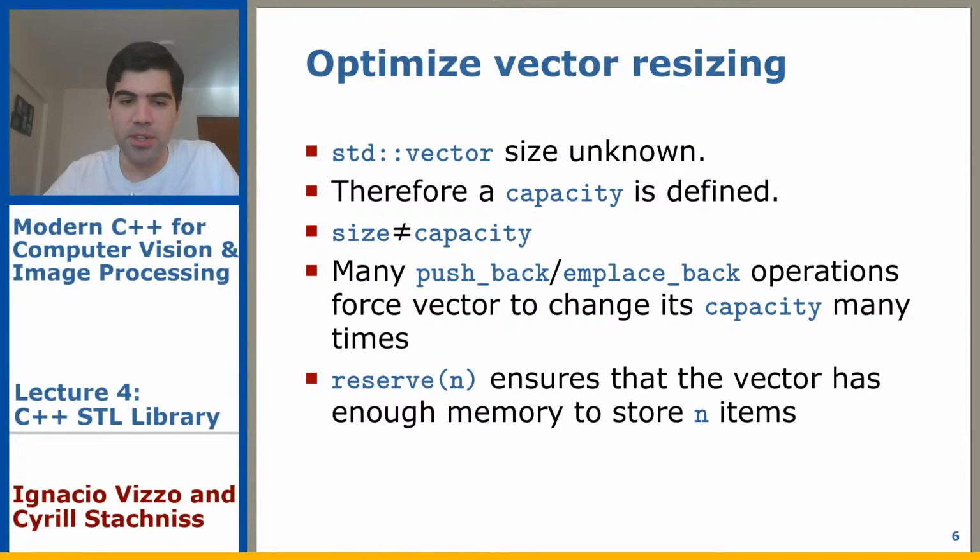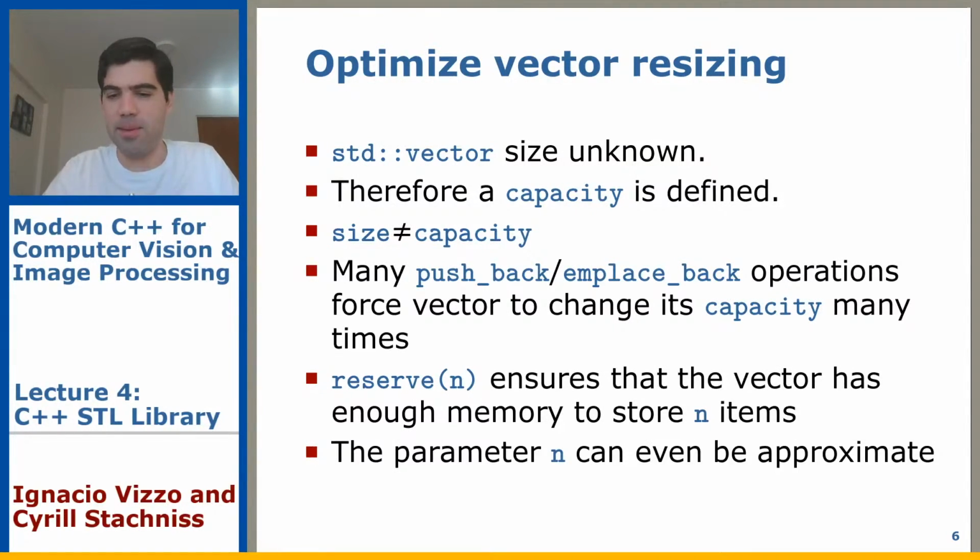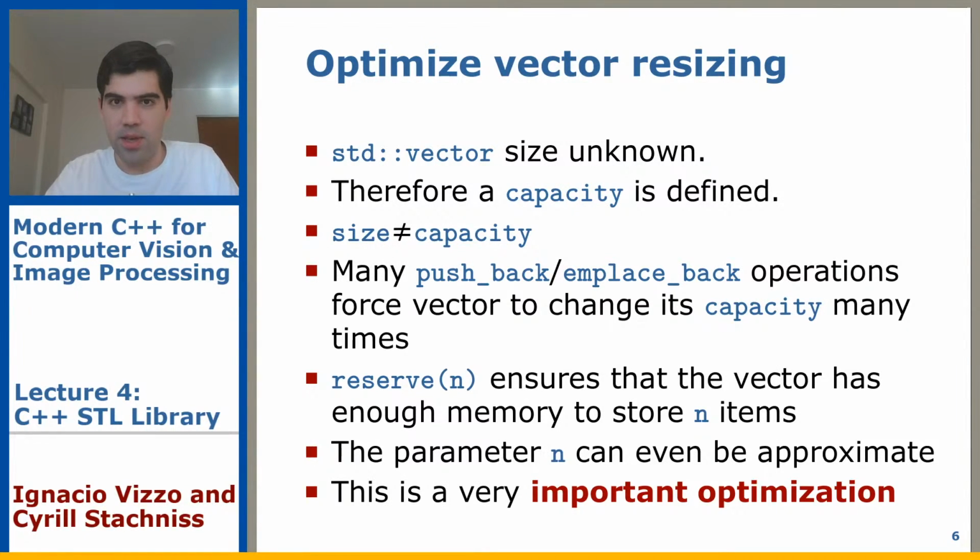So there is a function called reserve that will ensure that the vector has enough memory to store n items. Basically, if you know that your vector will store roughly 100 elements, then before adding any element, just reserve the amount of memory you actually need. This way you avoid reserving memory while your program is running. And this parameter n can be approximate. If you don't know exactly but you say, okay, roughly I have 1,000 elements, you can just reserve 1,000 elements, and then if the size increases, the capacity will increase as well. It's not an array, so this can change at runtime.